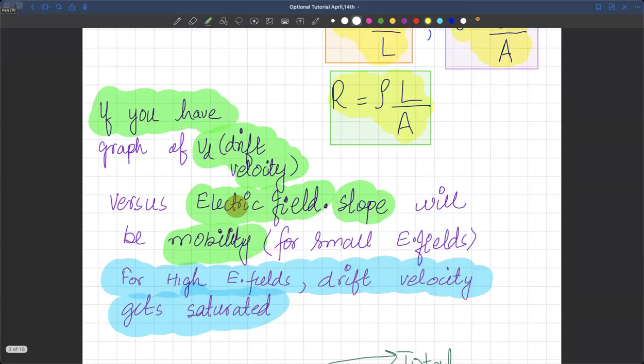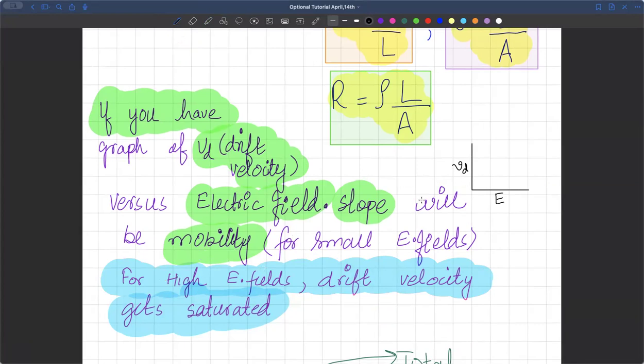So what I have added here, if you have a graph of drift velocity versus electric field, something like this, electric field and drift velocity, the slope will be the mobility.